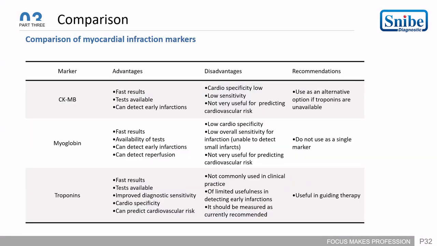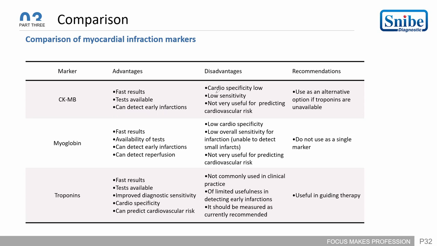If we compare the myocardial infarction markers, we have a comparison for the CKMB, myoglobin, and the troponins. The biggest advantage of CKMB is fast results, right? The test availability is very common across the different instrument platforms. The CKMB analyte is available, and the SNI Meglumi has the most comprehensive menu for the cardiac markers. So it can detect early infarction as well.